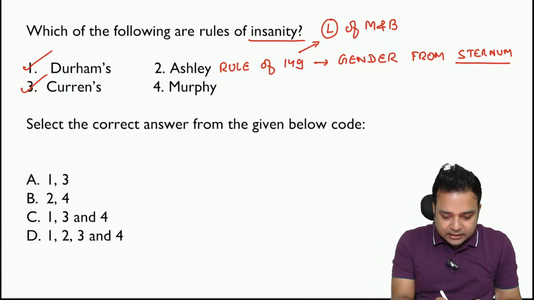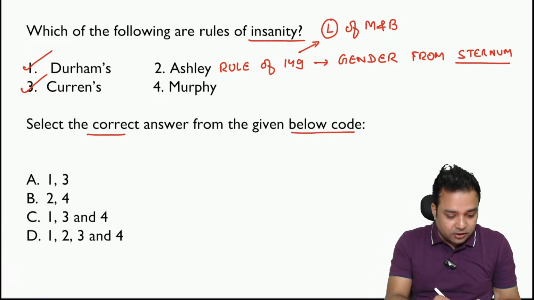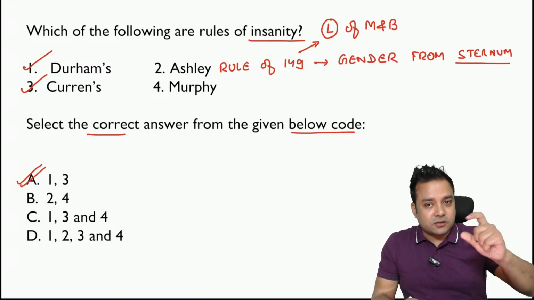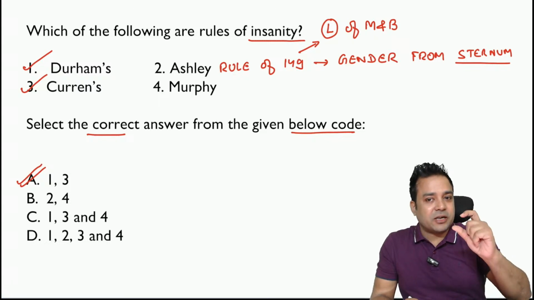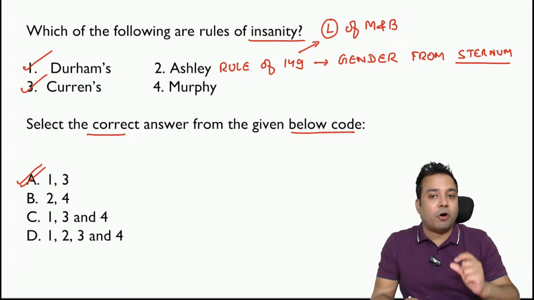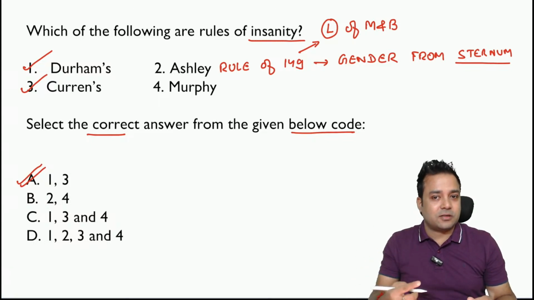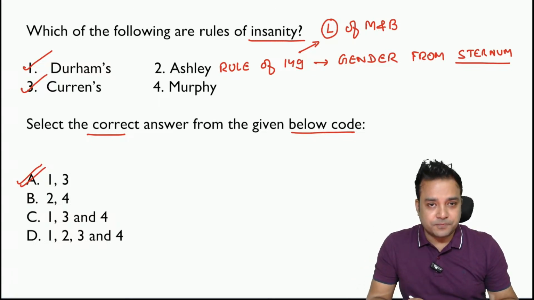Now what will be the correct answer from the given codes? 1 and 3. Now you have to mark option A to get your correct answer. This is a very tricky area, so never make a mistake in marking the actual options. So this is how we are doing the practice. This is like a practice for the actual exams.